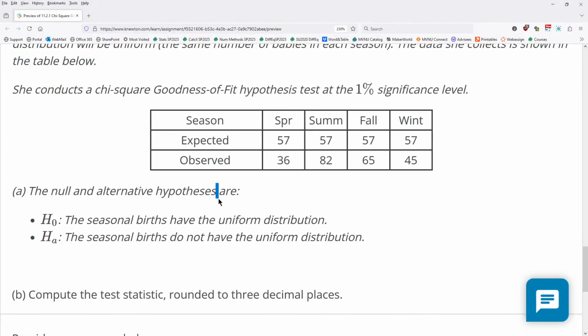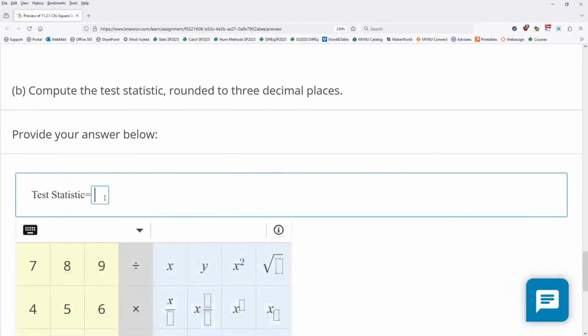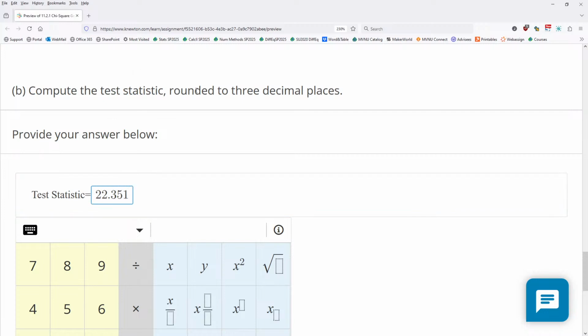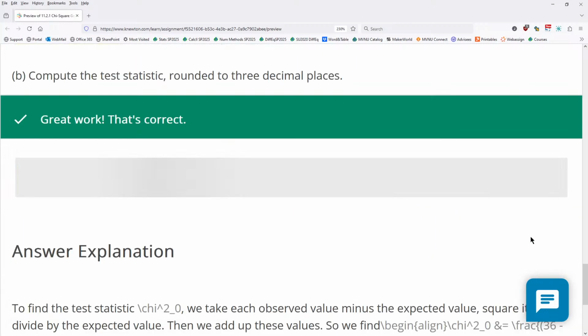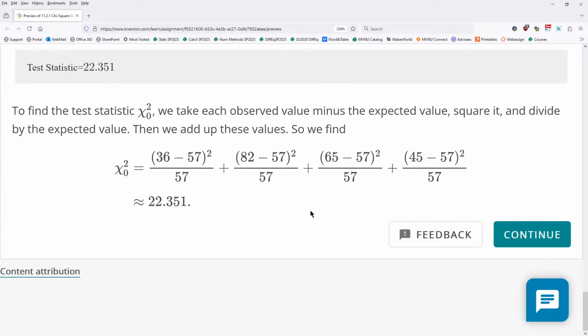Let's see if they like me. I'd be sad if I don't get this right. How many digits? Three decimal places, so I have to round this, I think. We're going to find out. Submit. Oh, great work. I'm doing great. Look at that. But you can see that you could do this by hand, but it's a little laborious. It was pretty quick using Excel.